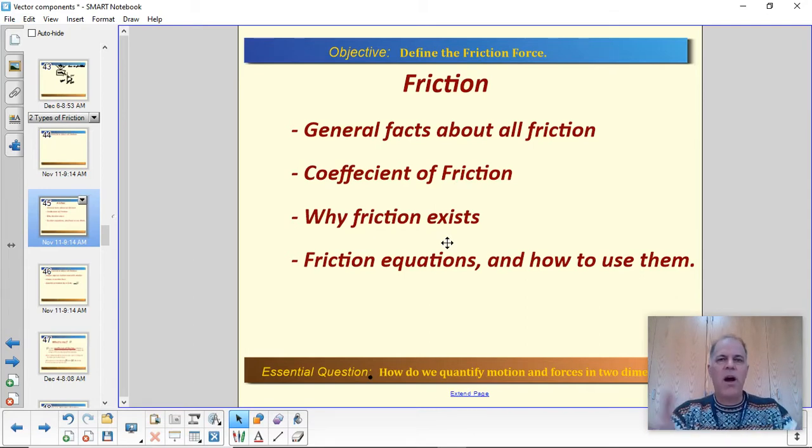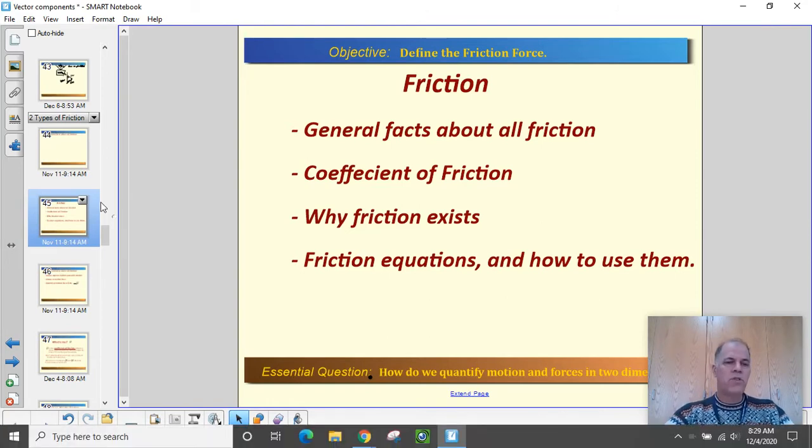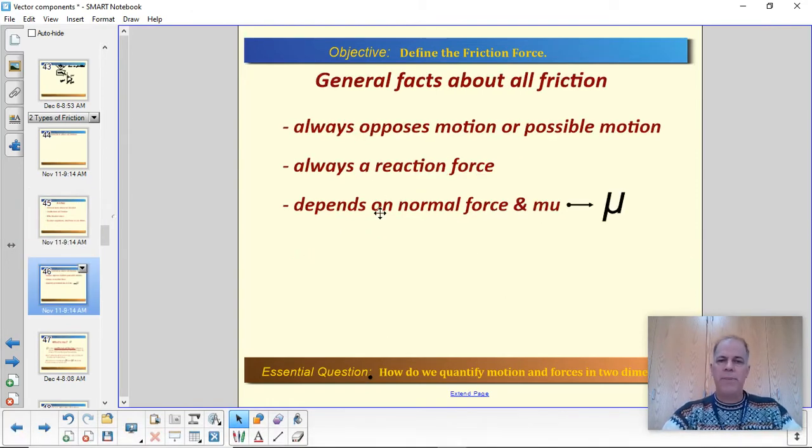What is the nature of it? What causes it? Because that's illuminating and enlightening when we try to understand the different ways that we use these to do the math. Then finally, we'll look at the friction equations. There are two of them, and how we use them. So we'll start off here with general facts about friction.